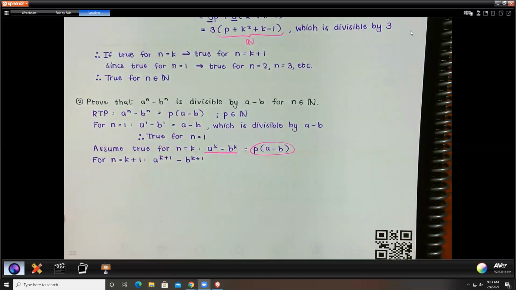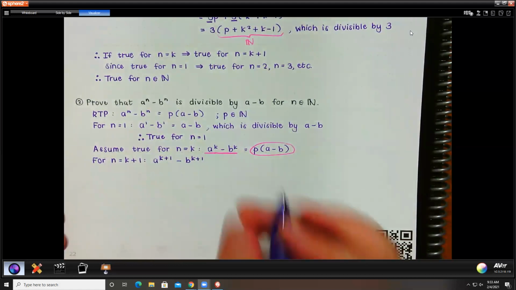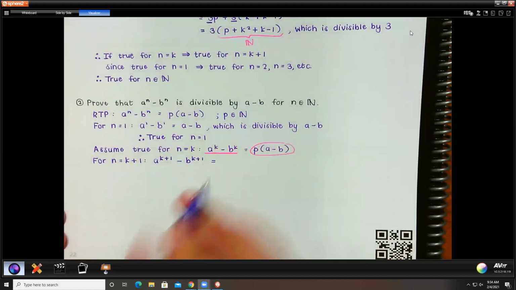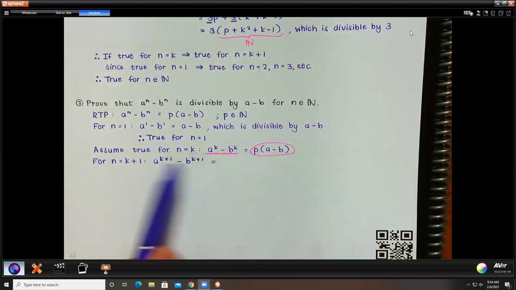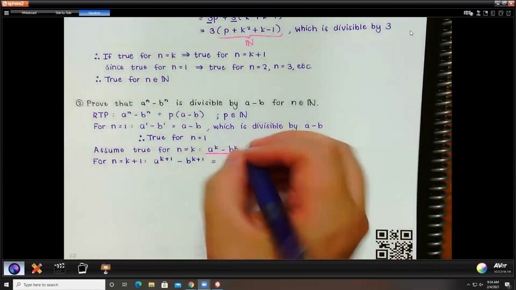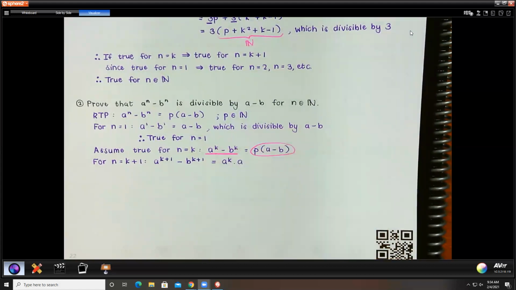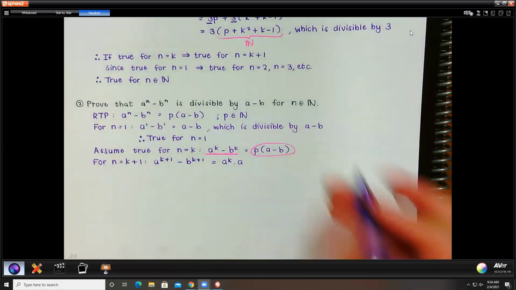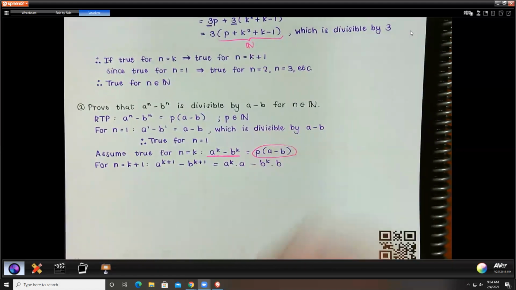Okay, this we need to try and write in terms of this. So, first thing that I'm going to do, because I just want a to the k and b to the k, I'm going to split these two up. We did this quite a lot last year when we worked with exponents. So a to the k times a to the 1 minus b to the k times b. Okay, we've done that now.